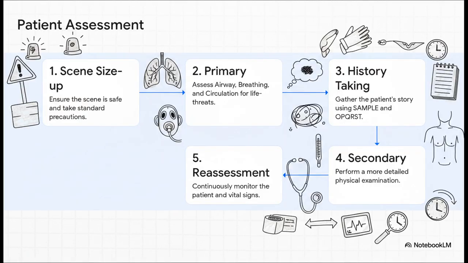So, how do we make sense of it all once we arrive? We use this 5-step framework. Now, don't think of this as a rigid checklist. It's more like our roadmap. We start super broad with the scene itself, then we zoom in to look for immediate life threats. After that, we gather the patient's story, do a more detailed exam, and this is key. We never stop reassessing. Let's see how it works.